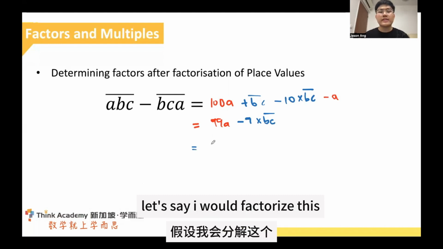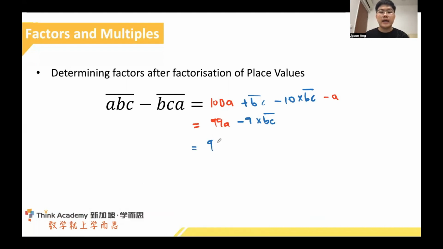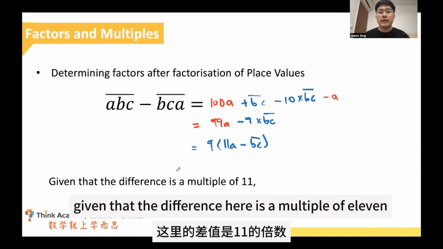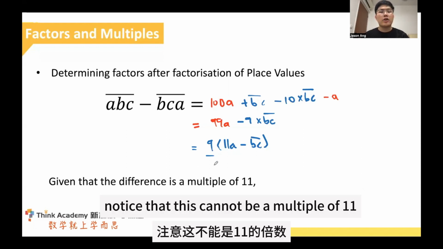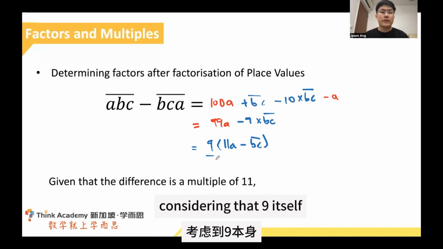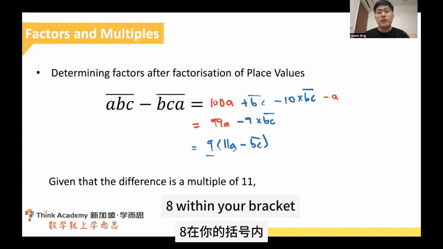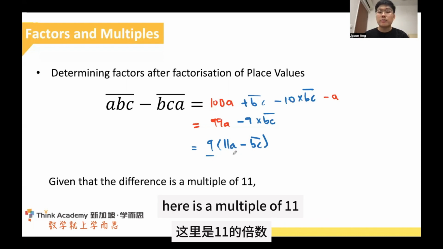Let's say I were to factorize this a little bit further, and I'm going to get 9 bracket 11A minus BC. And we are later told that this difference over here is something a little bit special. The difference here is a multiple of 11. Notice that this cannot be a multiple of 11, considering that 9 itself, of course, is not a multiple of 11. 11A within your bracket here is a multiple of 11.